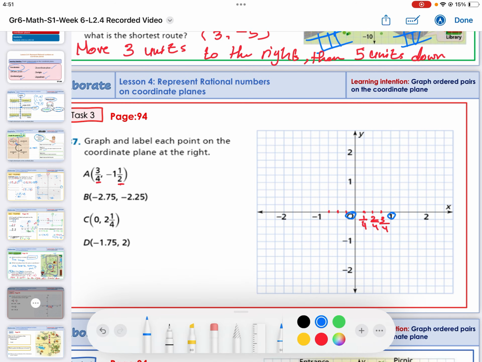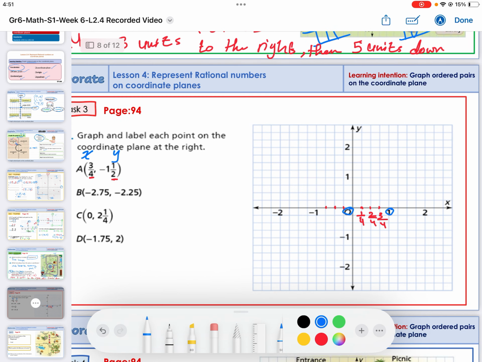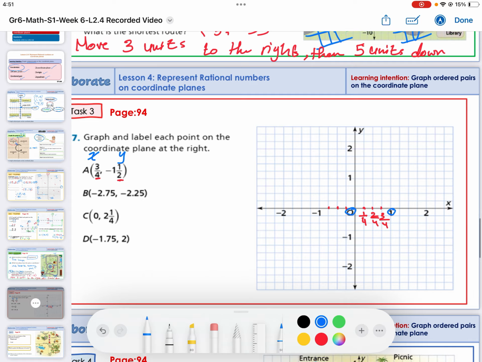Point A, the x is 3/4 and the y is -1.5. So point A, 3/4, that means you're going to be moving to the right. That's your 3/4. And then -1.5, that means you're going to be moving down. So that's -1, -1.5, it will be in the middle. Okay, you guys? This is -1, -2, and -1.5 will be in the middle. So that's your point A. Okay, let's move on to the second one.